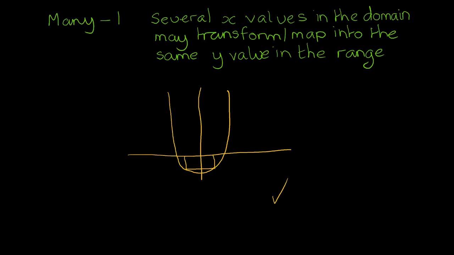The other type of mapping that is a function is many-to-one. So this time there can be several x values in the domain that may all transform or map over to the exact same value of y in the range. So if you look at this quadratic graph, you can see how that happens. I've marked out two values of x, but they have the exact same value of y. So that is a function.